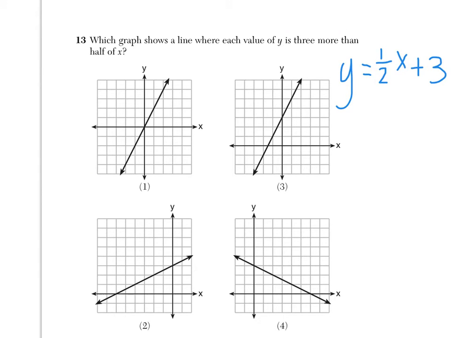In 13, you first want to create an equation. So y is 3 more than half of x. So if we look at our graphs, I'm immediately going to eliminate answer choice 4 because it's a decreasing line and my slope is a positive 1/2. So my slope here is up 1 to the right 2, with a starting point at 3. So immediately answer choice 1 can be removed because it does not have a y-intercept of 3.